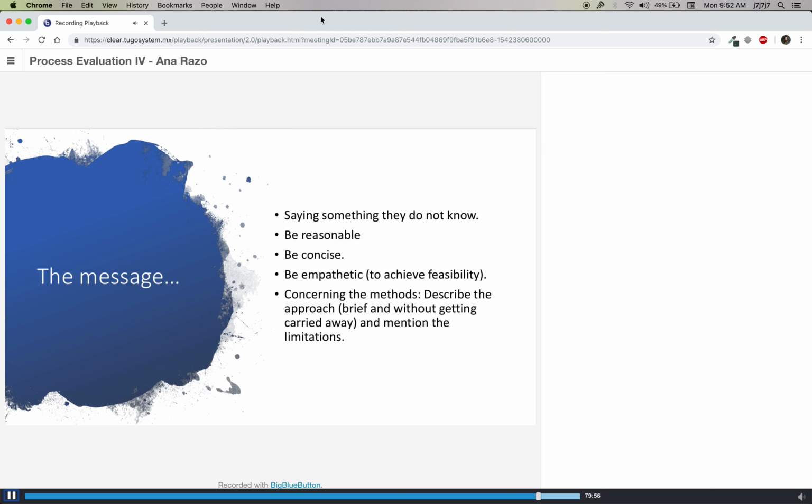The recommendation and the findings must be logical. Do not ask the program to change the president, for instance. Do not ask the program to change the constitution or something that is not able to be achieved. You need to be concise, precise. You need to be empathetic to be able to achieve feasibility, what the program can actually achieve. And this is going to help the decision makers to make the changes. Regarding the method, we need to describe the report.